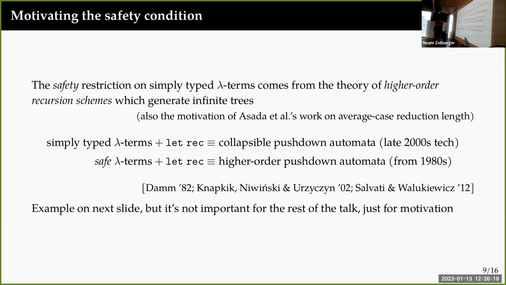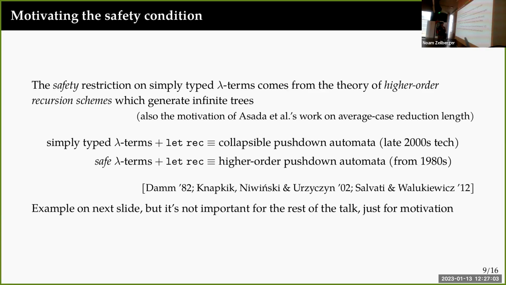there is this natural notion on the lambda calculus side, which is you take simply typed lambda terms, you add letrec. This gives you the ability to create infinite things, and you look at the trees that this generates. And on the automata side, from the 80s, you had something called higher order pushdown automata, very simple. Basically, machines that manipulate stacks of stacks. And they don't exactly match. So there are two ways of resolving the mismatch. One of them is to enrich higher order pushdown automata with a collapse operation. This was done in the late 2000s by several people.